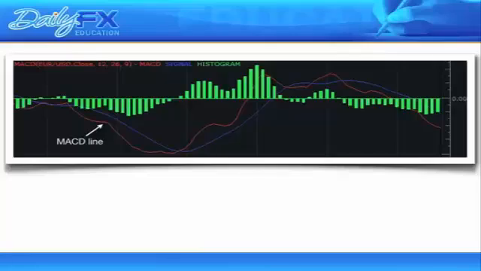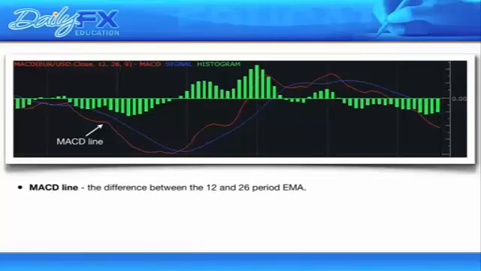With most charting packages, the default settings for the MACD indicator are 12, 26, and 9. The first two numbers, 12 and 26, represent two exponential moving averages. Therefore, with the default settings, the MACD line would show us the difference between a 12-period exponential moving average and a 26-period exponential moving average at any given time.